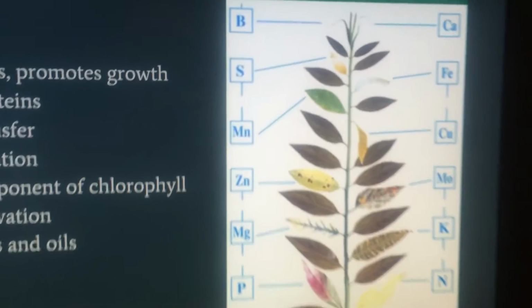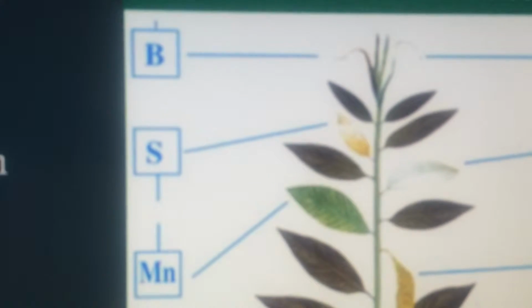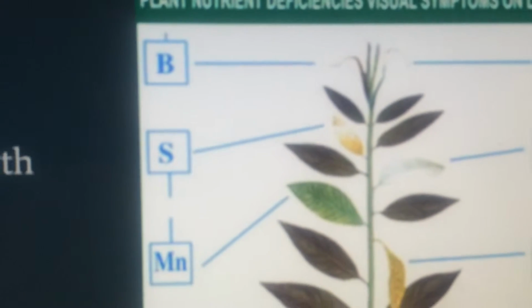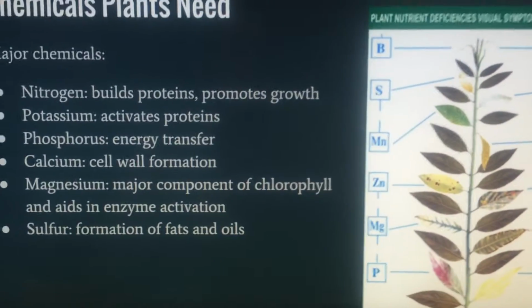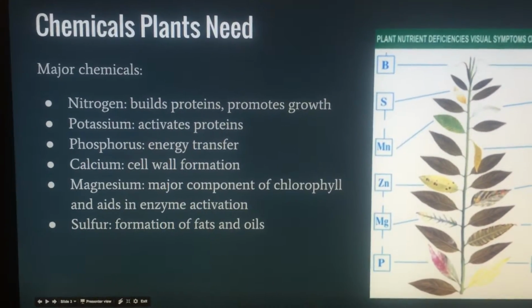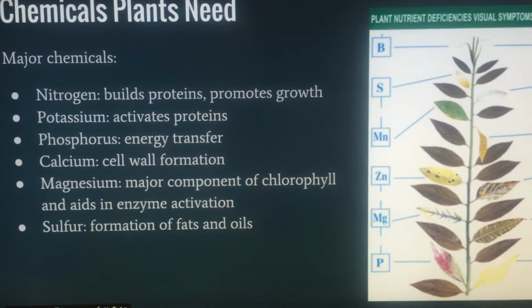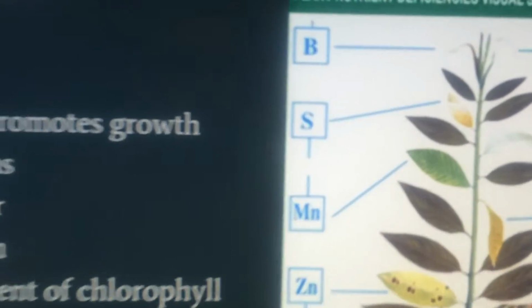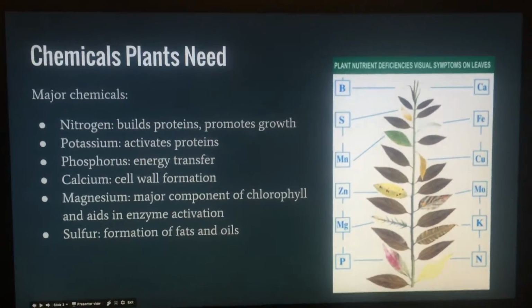Sulfur, alright, as you see right here, sulfur's got a part of the leaf missing inside of it. It's the tiny little yellow in between those two brown ones. And the reason it has that is because sulfur is the formation of fats and oils. Without those fats and oils, it doesn't allow all the protein to spread throughout the plant as well as phosphorus did. They both have the same kind of concept to them. Alright, so let's move on to the next slide.